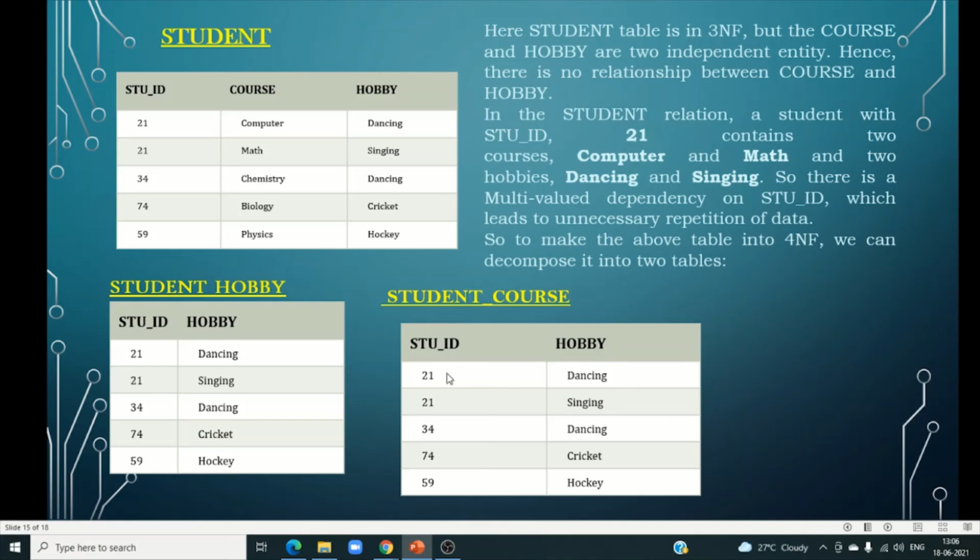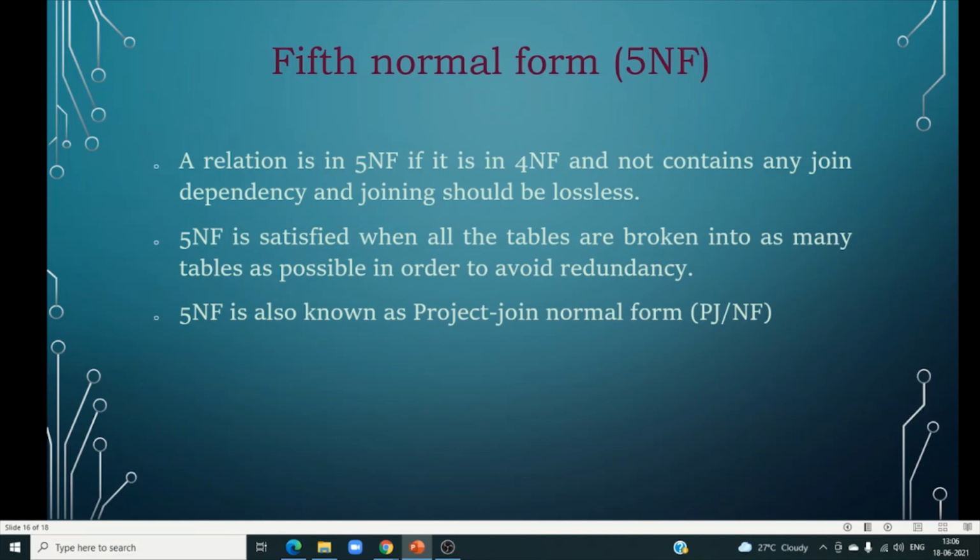Now these two tables have no multi-valued attributes because the combination of these two becomes the candidate key. These two combinations determine the other things. So now these tables are in the fourth normal form, with no multi-valued dependencies. And next is the fifth normal form. When we check the fifth normal form, the relation is in fourth normal form and does not contain any join dependencies, and joining should be lossless.